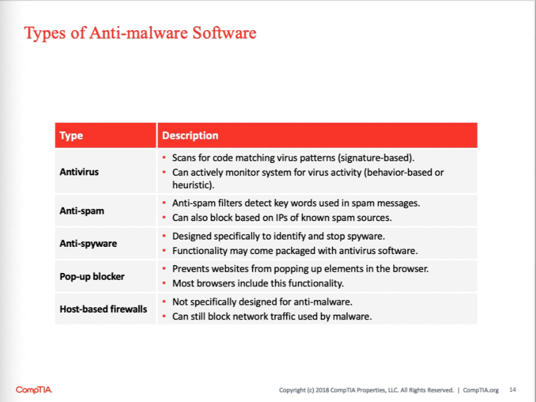Then we have anti-spam. Anti-spam can include filters. Anti-spam filtering will detect specific words that are used in spam messages, and then messages might be rejected depending on the specific words found, maybe even the amount of people that are sent an email at one time. So this may cause problems because legitimate messages could be blocked, right?